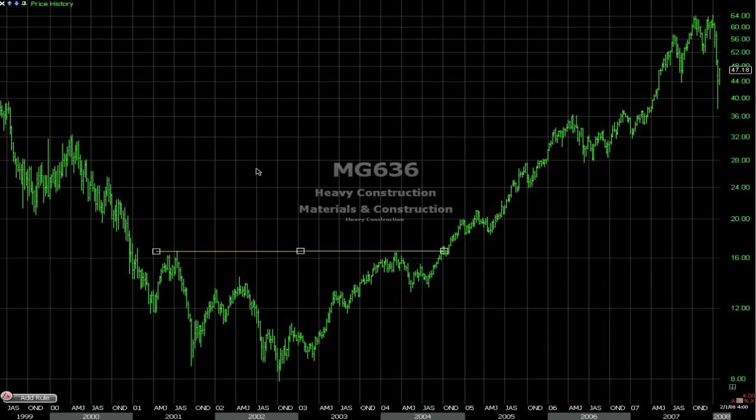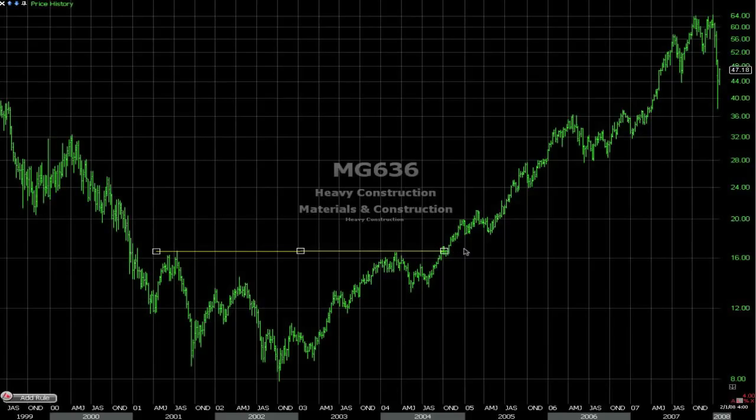Rounding bottom can be used for both analysis and trade entries. I'll show you the entries later, but first let me show you how to use it for analysis. Here you see the heavy construction sector. You see that we have a down move here, a downtrend, which ends in 2002. That's the low of the rounding bottom. This rounding bottom is confirmed when it closes above resistance in 2004.